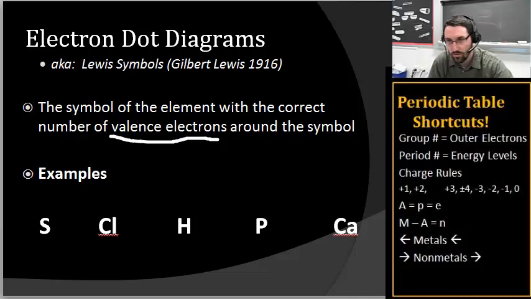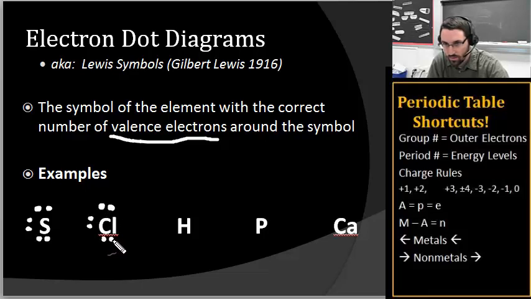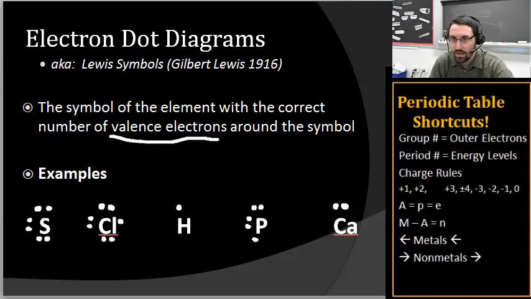So the first one we look at is sulfur. Sulfur is in group 6, so it has 6 valence electrons. So I put on 6 dots around sulfur. Chlorine in group 7 has 7 dots. We try and keep the dots in pairs, top, bottom, left, and right. Hydrogen has 1 dot because it's in group 1. Phosphorus has 5 dots because it's in group 5. And calcium in group 2 has 2 dots. We just combined our periodic table shortcuts with how to easily write down electron dot diagrams.